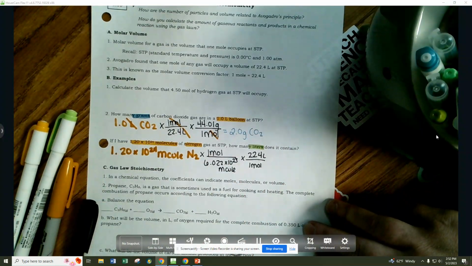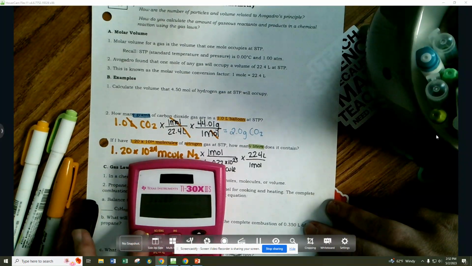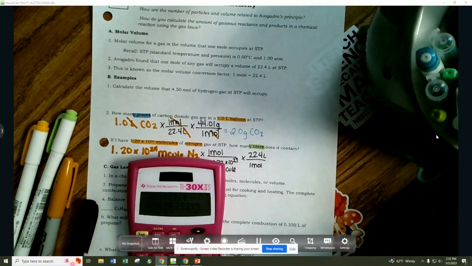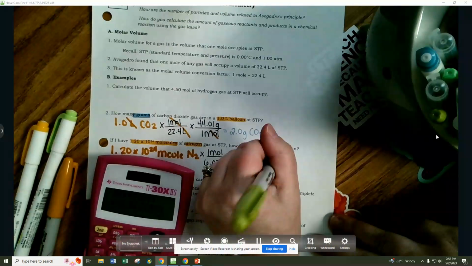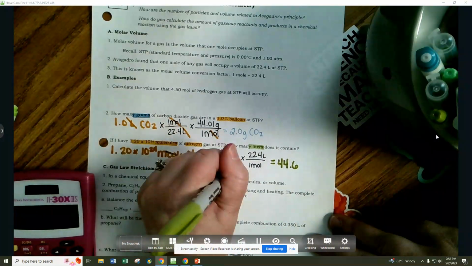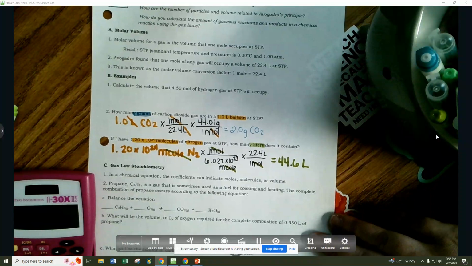So in order to solve, we're going to take our given, 1.20 times 10 to the 24th, divide that by Avogadro's constant. I'm not going to worry about rounding at this point. I'm going to multiply by my 22.4. And again, my given, taking a look at the setup here, has 3 sig figs. I can keep 3, so 44.6. The last thing is molecules cancel, moles cancel. My unit is liters.